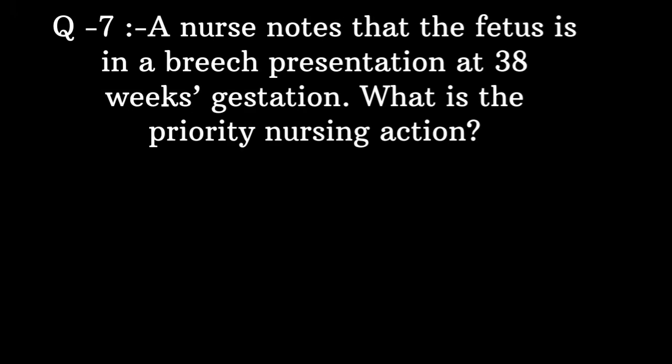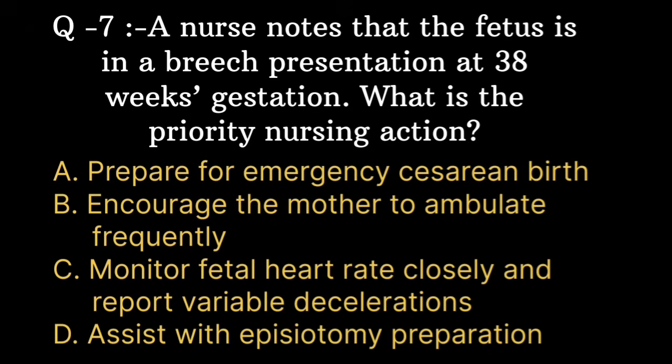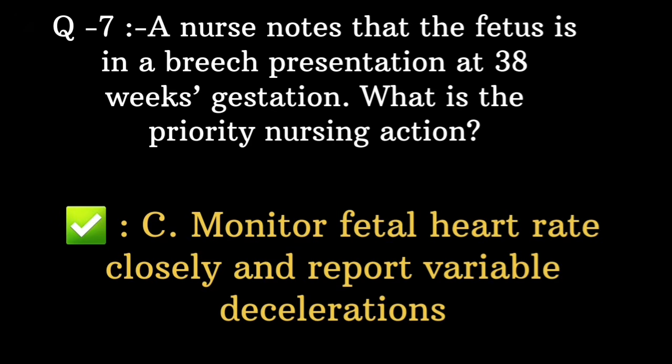Question number 7. A nurse notes that the fetus is in a breech presentation at 38 weeks of gestation. What is the priority nursing action? The options. A. Prepare for emergency cesarean birth. B. Encourage the mother to ambulate frequently. C. Monitor fetal heart rate closely and report variable decelerations. D. Assist with episiotomy preparations.